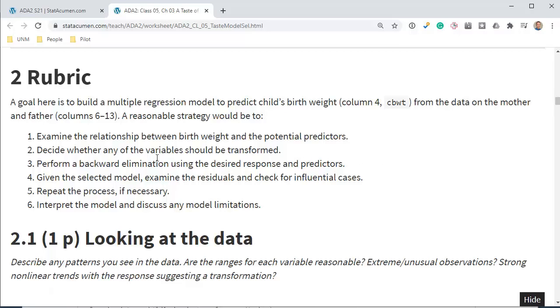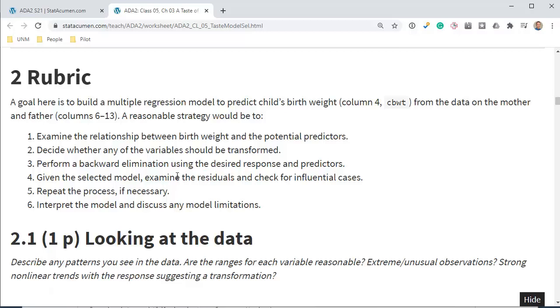Third, perform a backward elimination or backward selection using the desired response and predictors. Okay, so just start with the model that we have. Fit a full model, assume that that full model is correct, and then do backward selection to see if we can simplify the model without any substantial reduction in explanatory power of the model. Then, given the selected model, examine the residuals and check for influential cases. So examine the residuals, meaning check model assumptions.